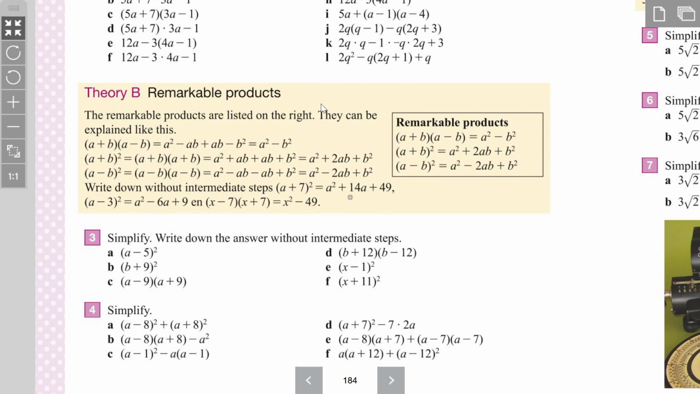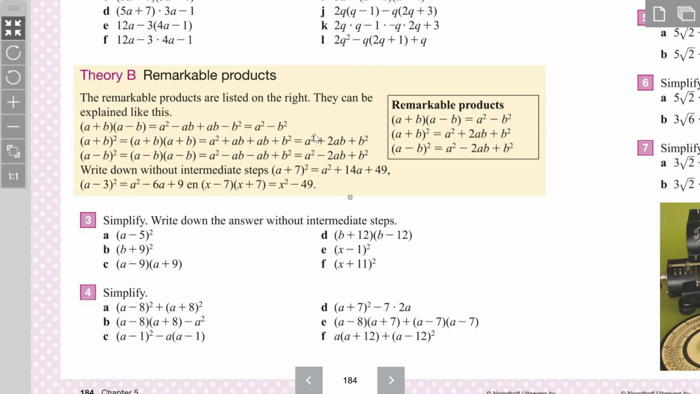The remarkable products will come back again, right? The mathematical predictor, of which there are three major forms. A plus B times A minus B. Remember, that's the easiest form you can say. If you have something like this, then the only thing which you have to calculate is the first number or letter squared minus the second number or letter squared. A squared minus B squared.